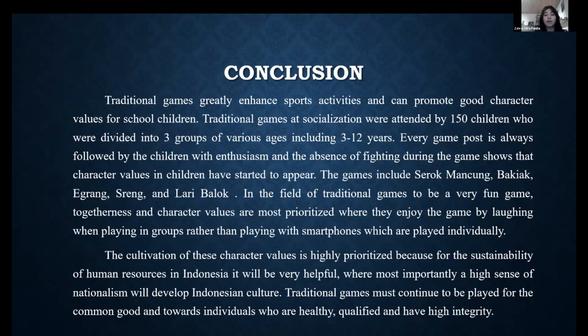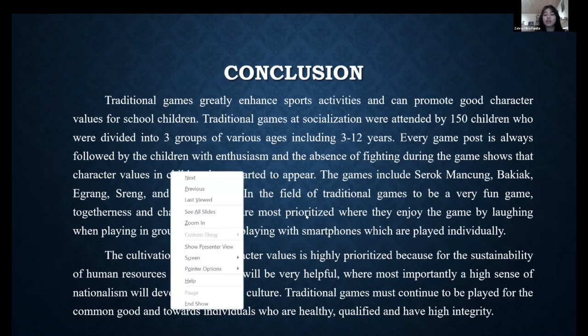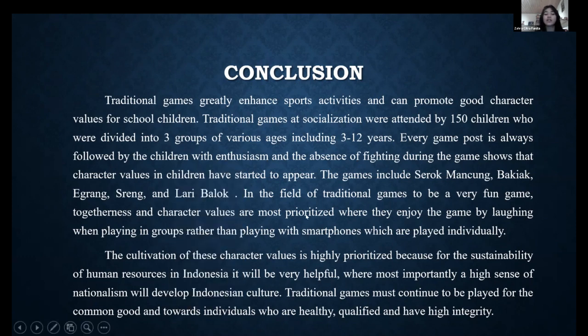The games include Serok Mancung, Bakia, Egrang, Sreng, and Lari Balok in the field of traditional games to be a very fun game. Togetherness and character values are more prioritized, where they enjoy the game by loving when playing in groups rather than playing with smartphones, which are played individually. The cultivation of these character values is highly prioritized because it will be very helpful for the sustainability of human resources in Indonesia, where most importantly, a high sense of nationalism will develop Indonesian culture.